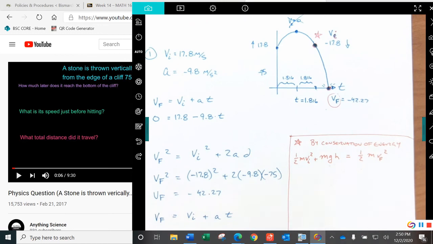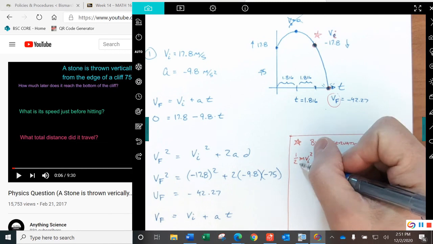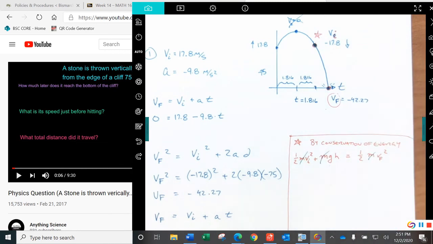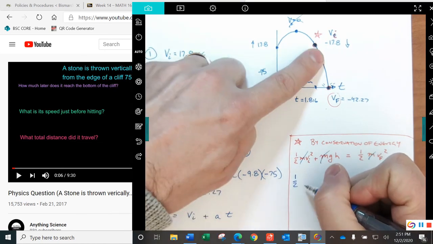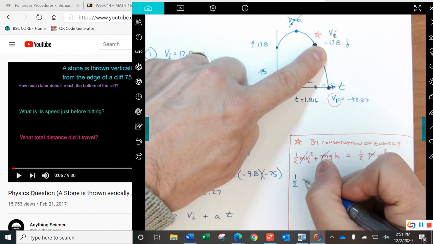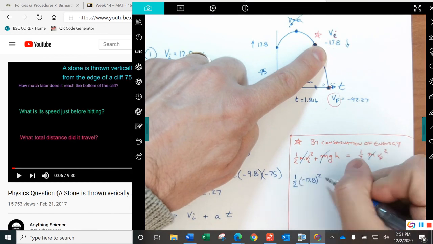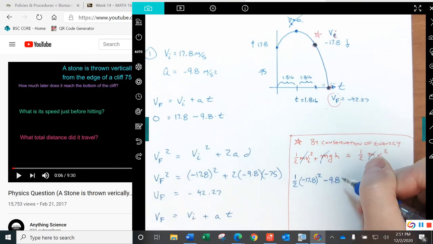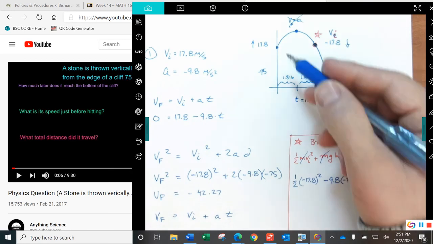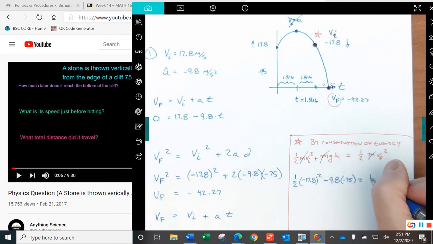Now mass exists in all of these, so I could divide both sides of the equation by mass, and it just cancels out. I'm going to put in the information that I have. 1/2 times the initial velocity squared, so negative 17.8 squared, minus 9.8 times the negative 75, that change that we're making here, and that needs to equal 1/2 the final velocity squared. So we're going to solve this, and that'll give us our final velocity.